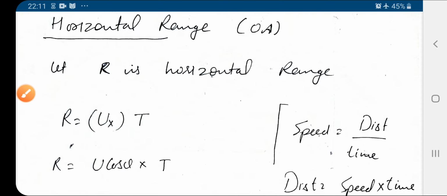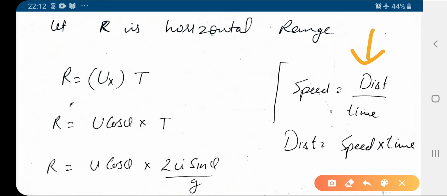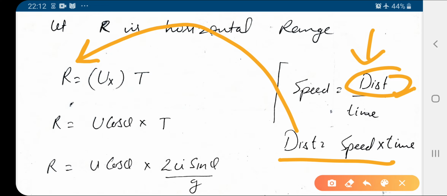So for the horizontal range, let R be the horizontal range, and now we use a very basic formula here. Simple. As you know, speed is equal to distance over time. So distance will be speed into time. Now at the place of distance, that is the horizontal range.